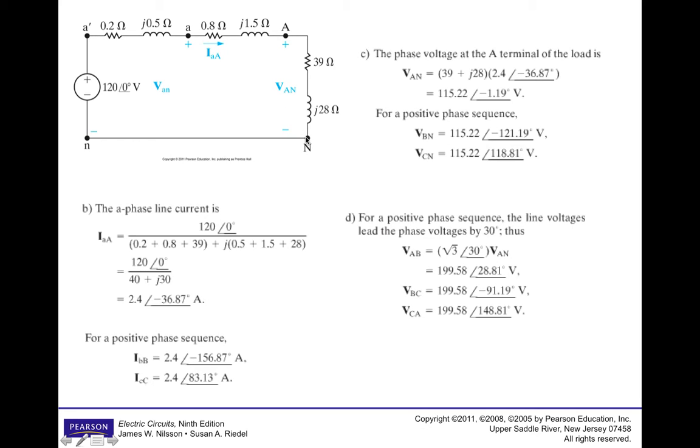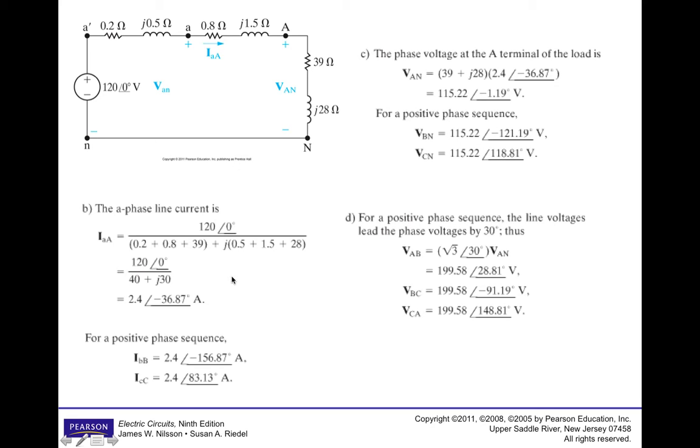Now I need to qualify this, saying that that's only the case for a Y-connected load. If we have a delta-connected load, the phase voltage is still the voltage drop across the terminal of the load, but it would not be the drop between A and neutral. It would be a different drop. It's still the drop across the load impedance.